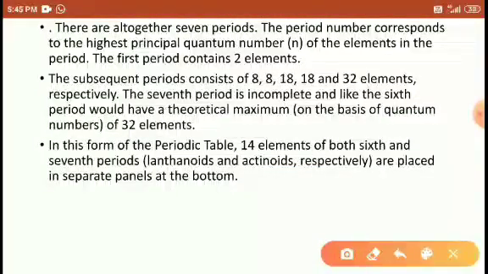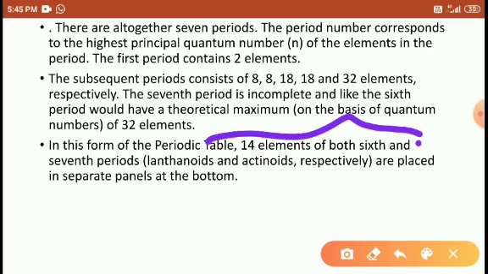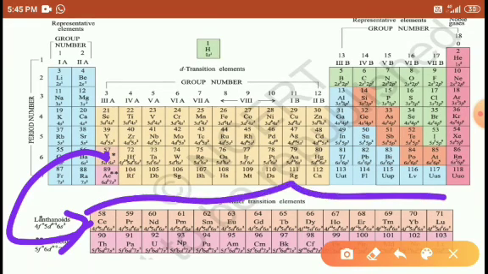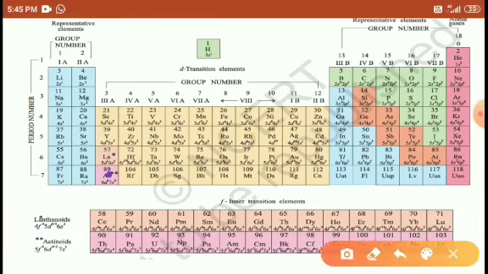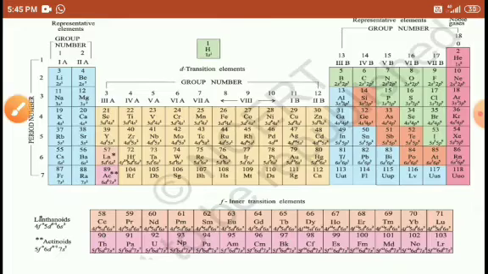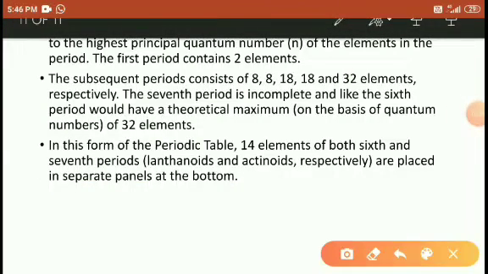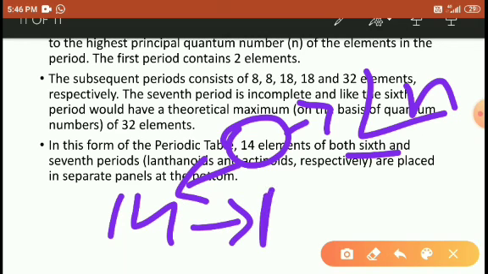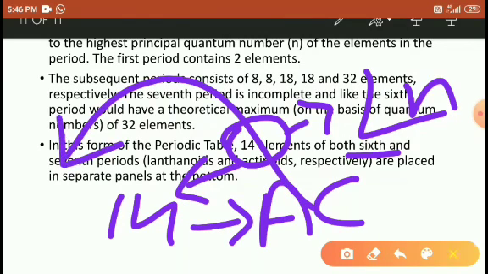So in this form of the periodic table, 14 elements in both the 6th and 7th periods are placed separately, because the lanthanides all have the same property. The lanthanide property is exhibited by these 14 elements, right? And the actinide property is likewise exhibited by these 14 elements. So the 14 elements are present in the lanthanides of the 6th period and 14 elements in the actinides of the 7th period, right, students?